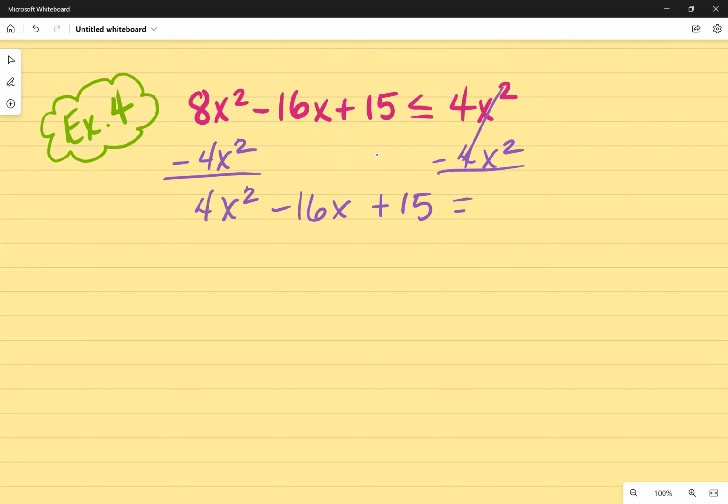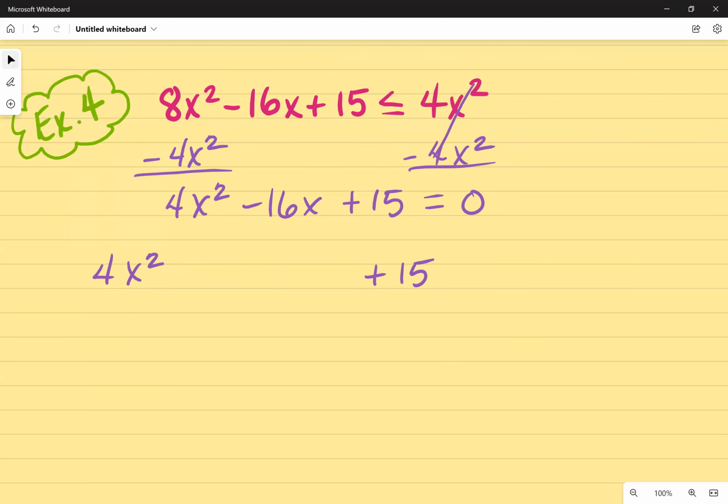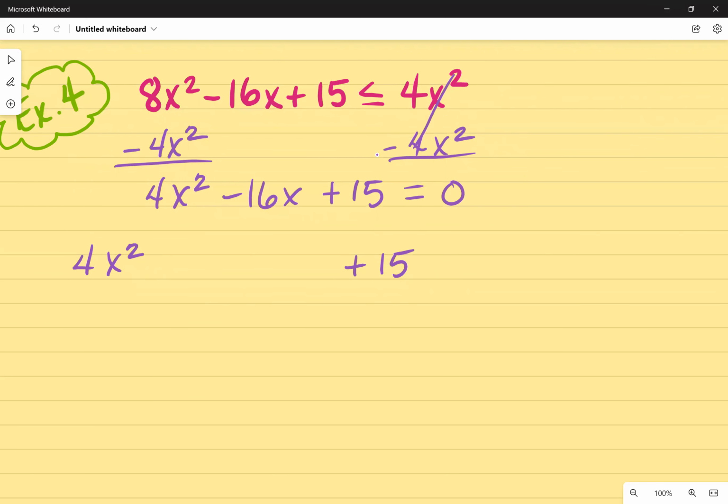And I'm just going to change this to equal to 0. Going back to factoring with grouping, I'm going to take my first term, 4x squared, and my last term, plus 15. Over to the side somewhere, I'm just going to multiply those two numbers, and I see that it's 60. Looking for two values that will not only multiply to give me 60, but will add to give me -16. Well, we know it's 10 and 6.